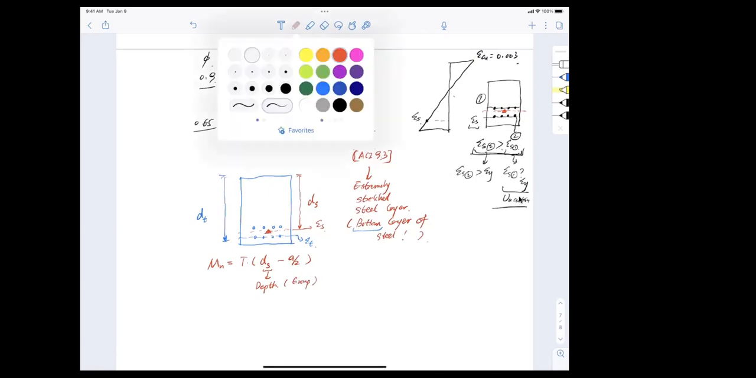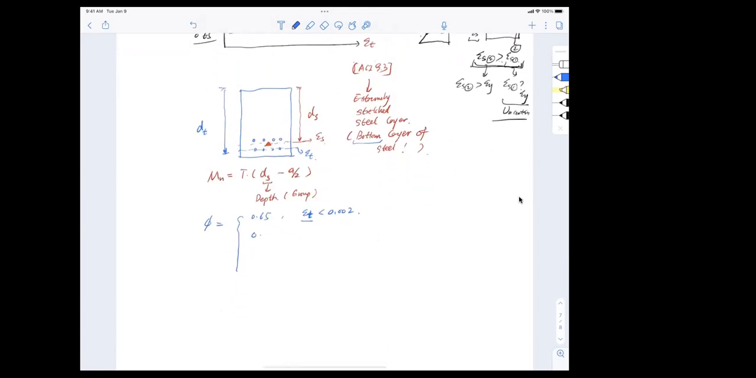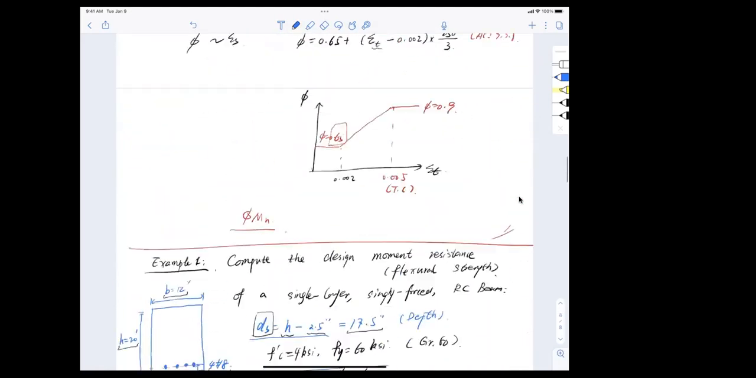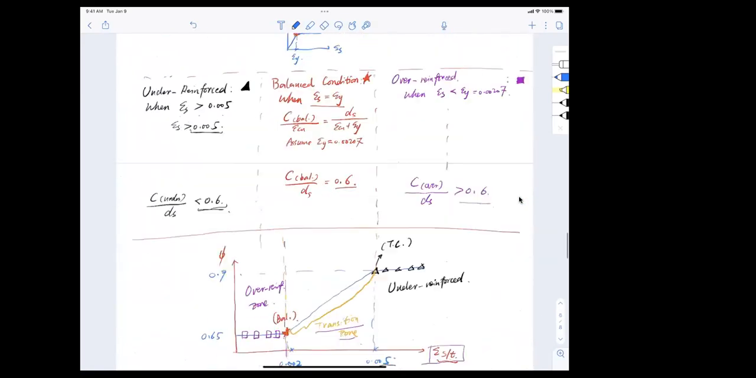But when you calculate the phi, strength reduction factor, remember there is an equation something like this: 0.65 when strain epsilon T is smaller than 0.002, and 0.9 when epsilon T is greater than or equal to 0.005, in between linear interpolation, right? And what is that equation? I can't remember. Let me just find it. Where is my equation? I think I wrote it down last time. Yeah, so here it is. Epsilon T minus that and that.